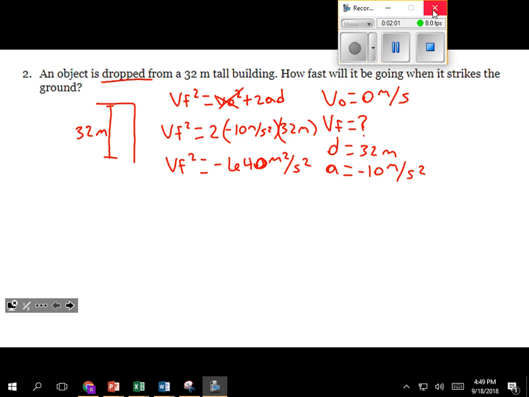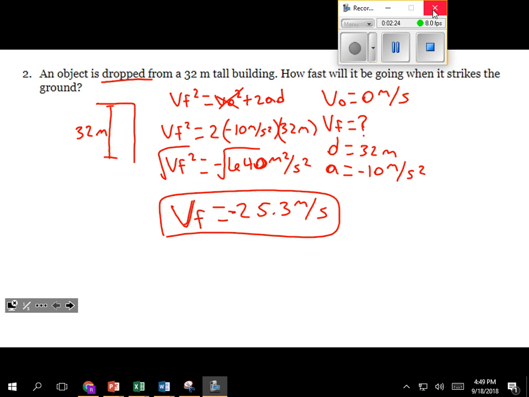Now, the last step, of course, is take the square root of this. Now, you can't take the square root of a negative number, so just take the negative out whenever you do it. So, I'll square root both sides, and the final velocity is equal to 25.3. Technically, it's moving down, so that would make it negative. Alright, and so that is how you do number 2.